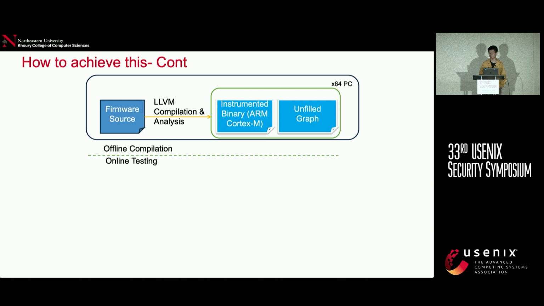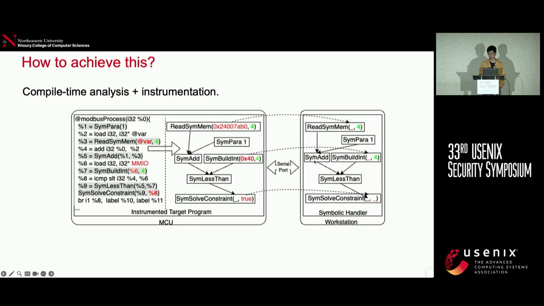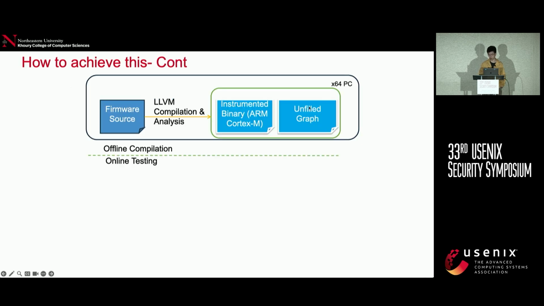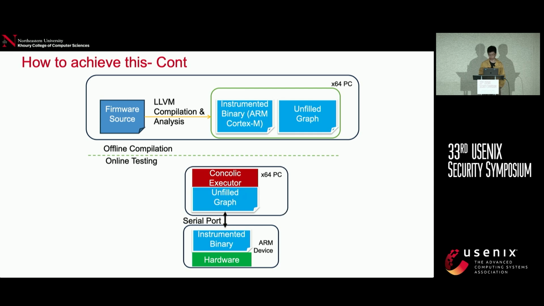And at the same time, it also has the unfilled graph, which looks exactly like here. We are waiting to build the symbolic constraints. We just don't know certain information, and we are asking the firmware to tell us that. And we embed that information in the unfilled graph. And in online testing, we flash the instrumented firmware onto the device, and we connect them through a very simple serial port. And we just fill the unfilled graph, and we call the Concolic executor to build and solve the constraints for us. So now we have Concolic execution.